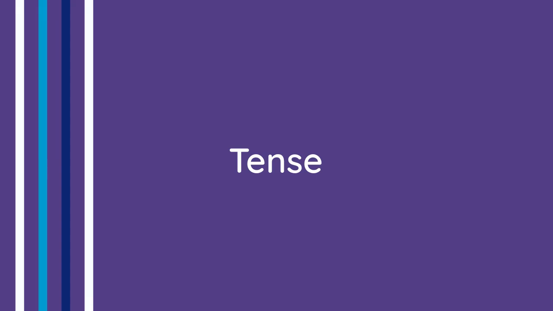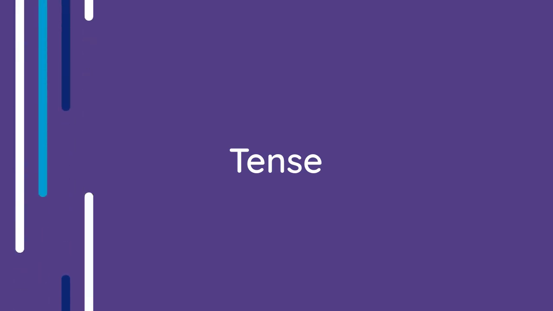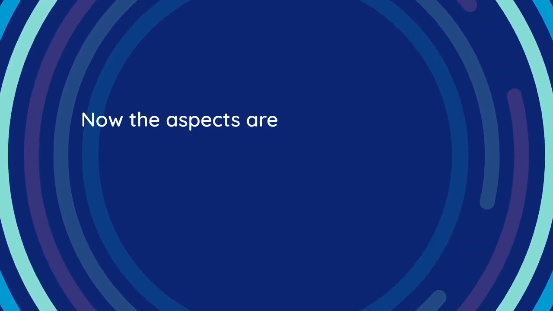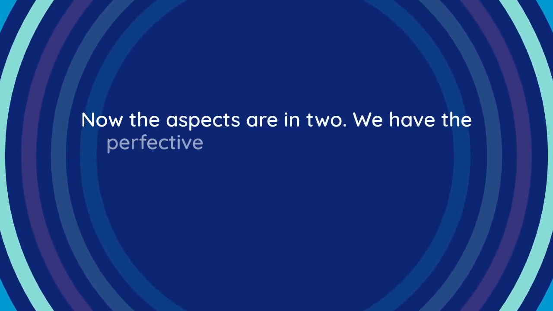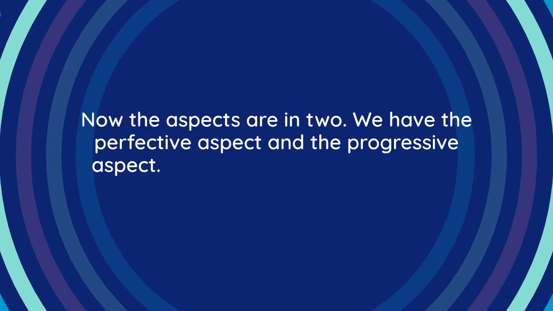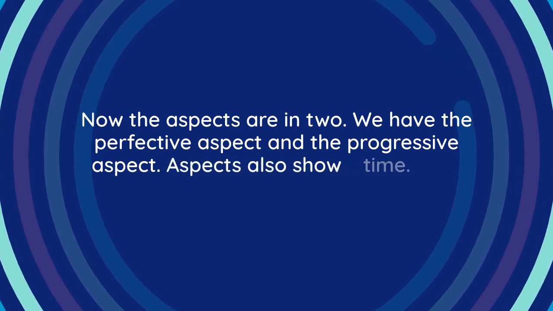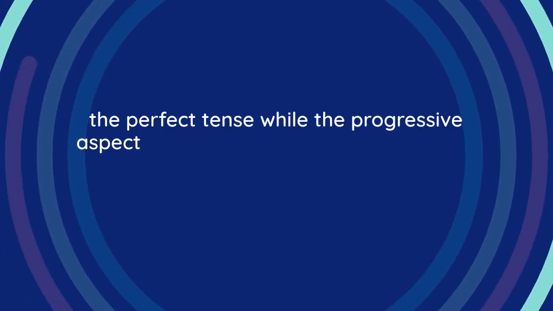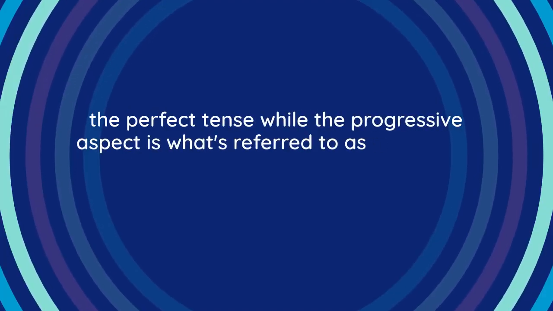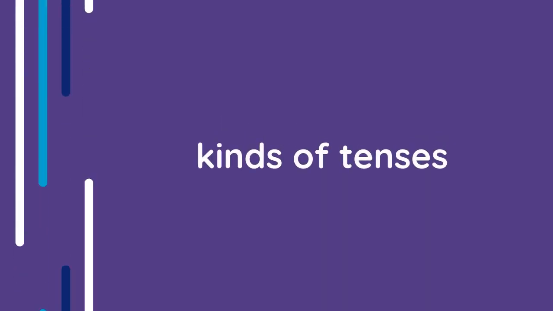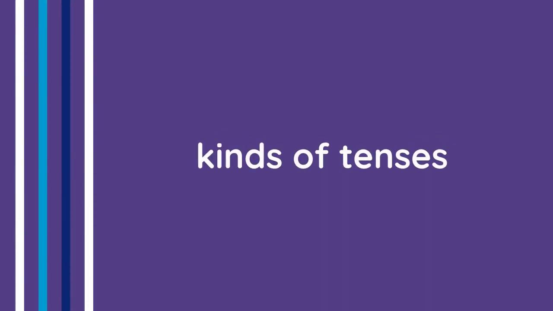Like I earlier mentioned, the tense has a subset which is called the aspect. Now the aspects are 2. We have the perfective aspect and the progressive aspect. Aspect also shows time. So the perfective aspect is what we refer to as the perfect tense, while the progressive aspect is what we refer to as continuous tense. Therefore, that takes us to talking about the several kinds of tenses.